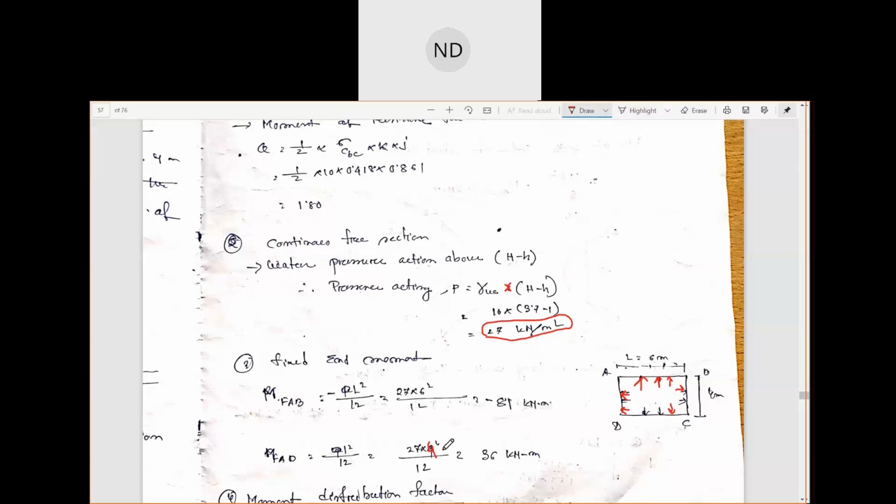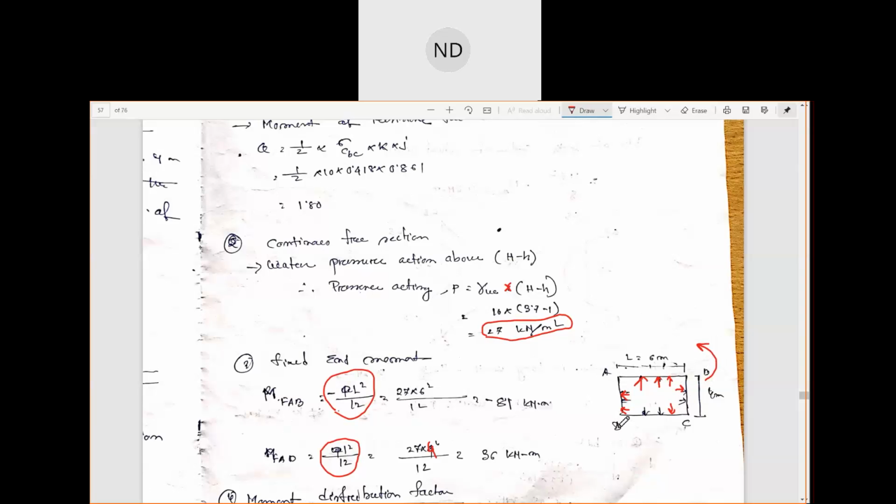4 meter square. Then we have this negative here, minus wL square by 12, and here it is positive wL square by 12, because when you are finding the fixed moment F_AB, A is fixed and B is moving. Now the water pressure is on this wall. So on this member AB, your water pressure is on this wall. So A is fixed, your B is going to move in this way, the moment is in this way.